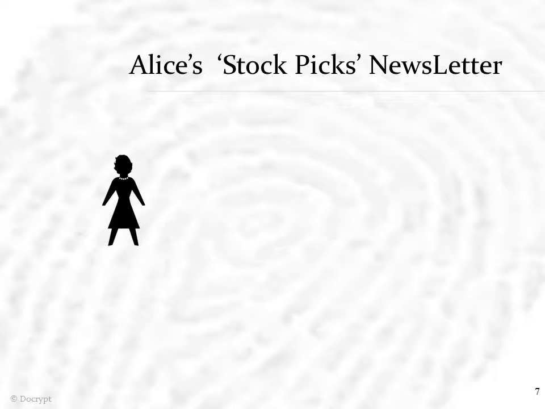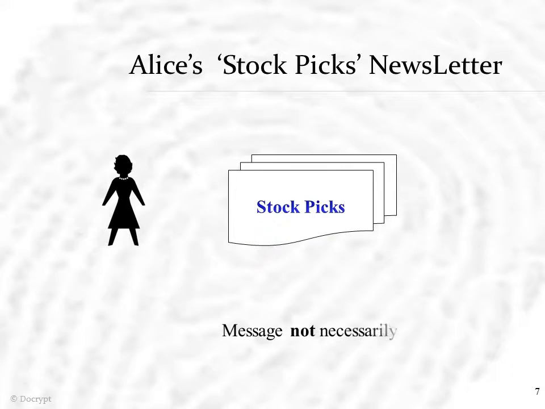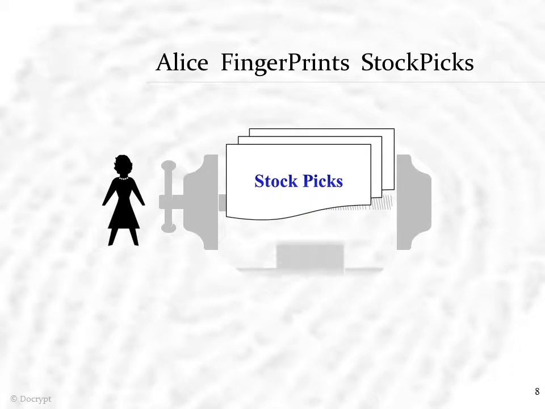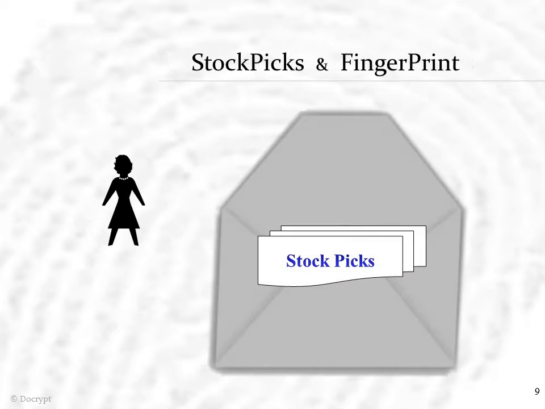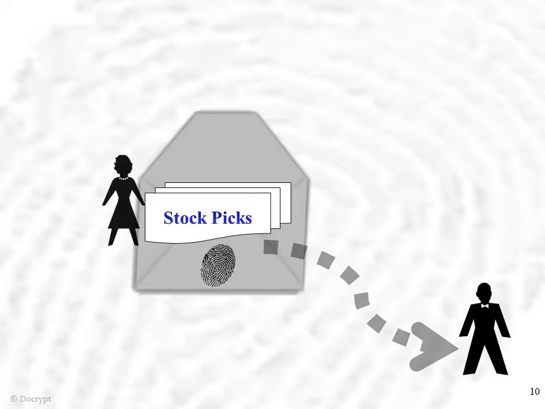Let's say that she has a company that publishes stock picks. Her stock picks don't have to be secret. She just wants to make sure that whoever gets them gets her stock picks and not someone else's. Alice fingerprints her newsletter, puts her stock picks and the fingerprint in an email message, and emails it to Bob.